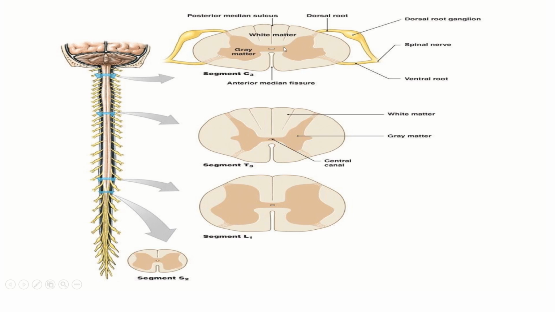So you can see the change in the distribution of gray matter and white matter from the cervical region. See how much it is oval. Then it is round and small. Again, this is also round and small. And again, here it is oval. And see the increase in the gray matter.